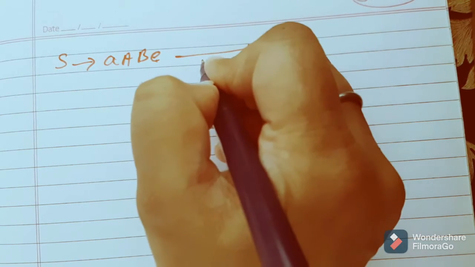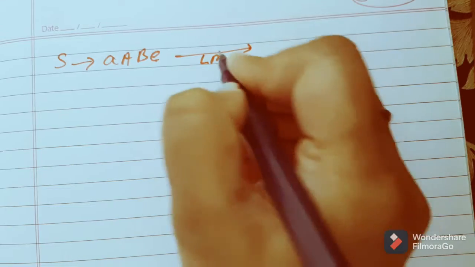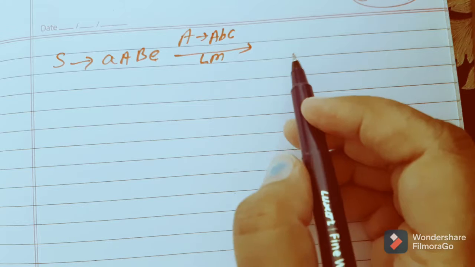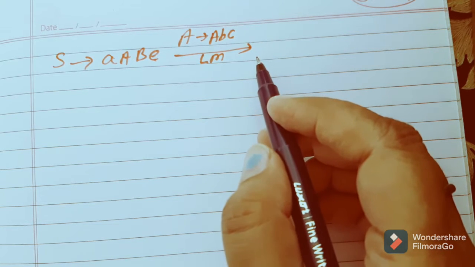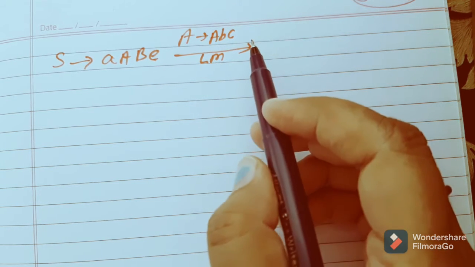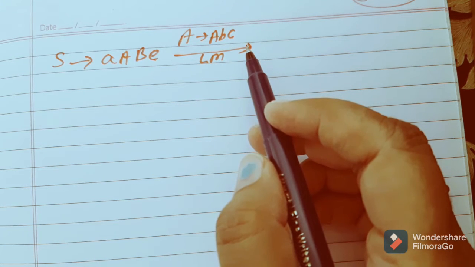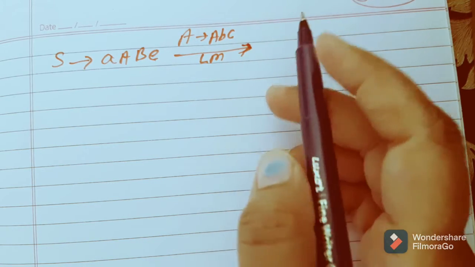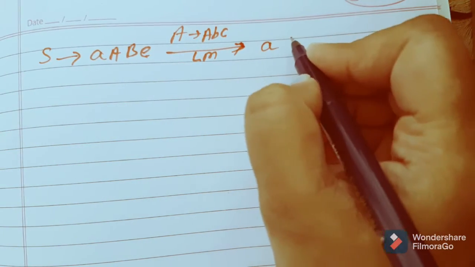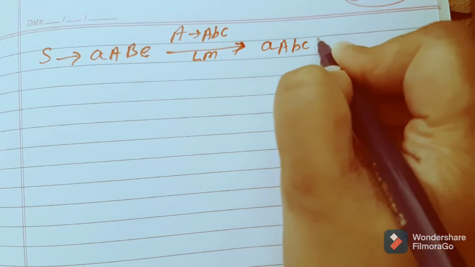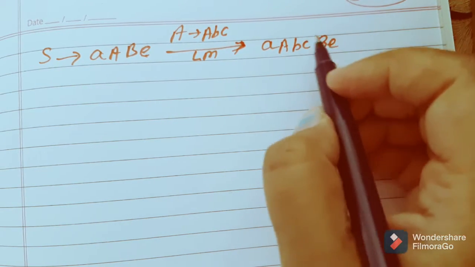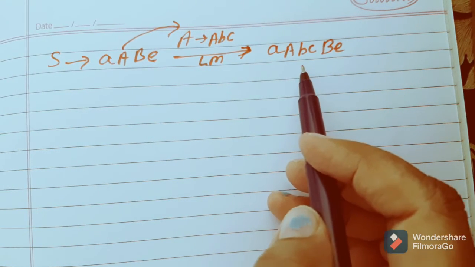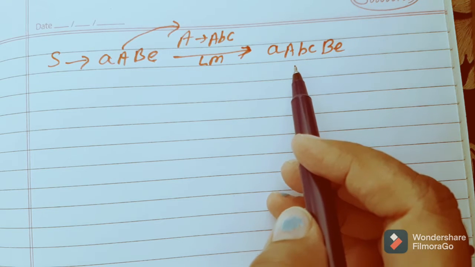Now leftmost derivation, and here I will use A tends to A, B, C. This is the production given to us and I use this one. Of the alternatives, because the parser reads from left to right, it will take the leftmost alternative, and that is this one. So after expanding this, I will find A, B, C, B, E. A is totally replaced by A, B, C, and after replacing I get A, B, C, B, E.